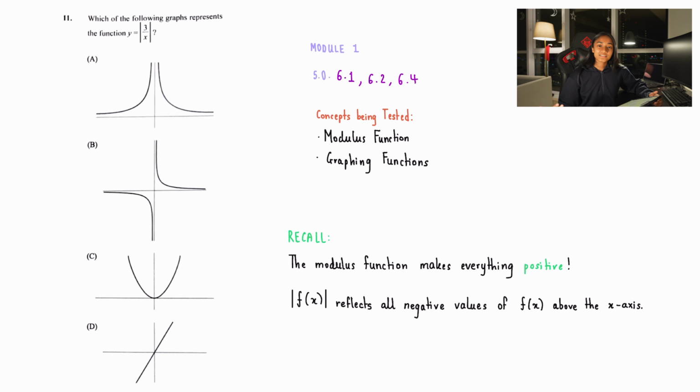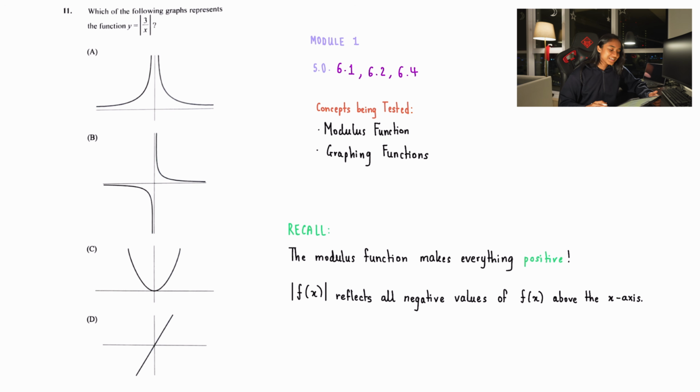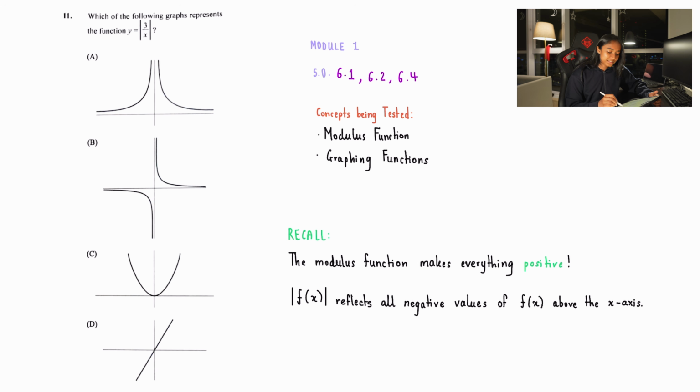Question 11 asks which of the 4 graphs represents the function modulus of 3 over x. That's what these 2 lines mean, the modulus. The modulus means everything becomes positive. If I were to send you through the modulus on a bad day, you would just become positive, and that's just how it works. It's a mathematical law, so you have to follow it. The modulus function makes everything positive.